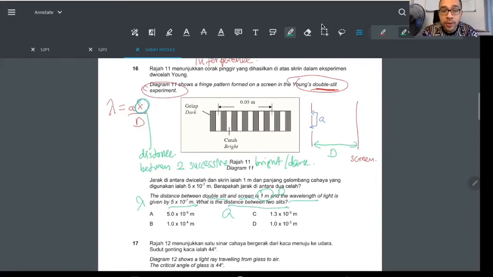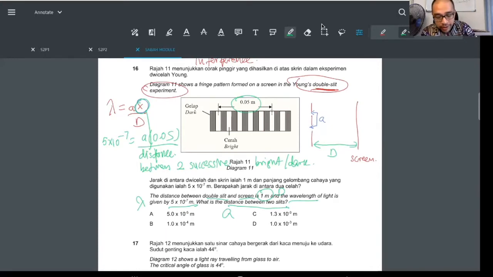Okay, and generally when students look at this, the only thing they see is the number. They don't see what the number represents. So the first thing they will do is, oh, okay, lambda. So 5 times 10 to the power negative 7 equals A times 0.05 over 1. Right? If only life was that easy. You just substitute everything in.